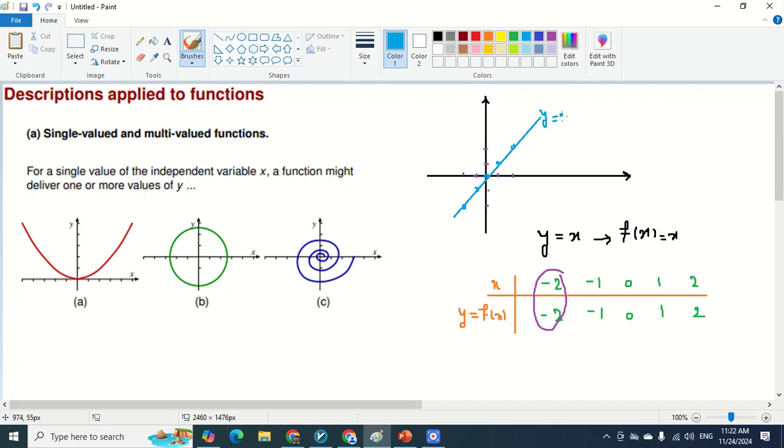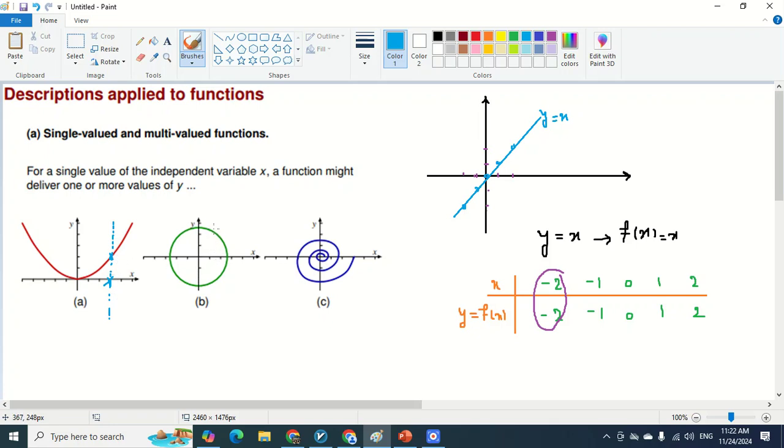So as you can see over here, we have the graph of the function. For each value of x, for example, for this value of x, we have only one value of y, so by sketching a vertical line, you can cross the graph at least at one point.